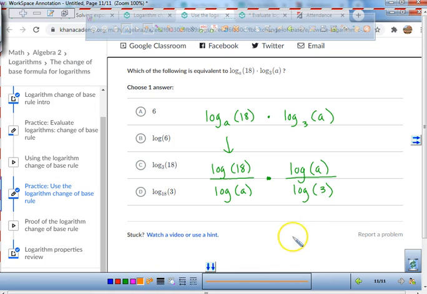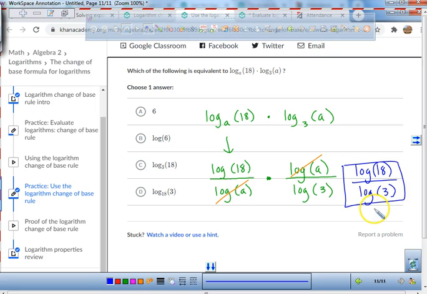So what cancels out this time? The log of a's cancel out, and we're left with simply log of 18 over the log of 3. But our answer's not that right there. So what do we have to do? We've got to go back to our change of base formula. We've got to go backwards, right? So how do we go backwards? We write log. What number is going to be our base? It's going to be base 3, and we're going to put in 18. So you've got to know how to go from here to here, and backwards and forwards. All right? Hopefully you see the answer.